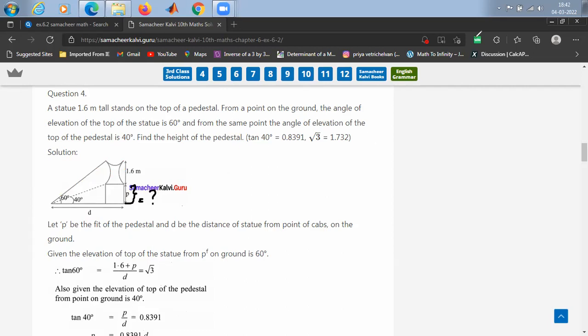Okay. So again, we're going to use the tan trigonometric ratio here. So they're taking tan 60 degree first. So you'll be able to notice a right angle triangle here also. Can you try this? Please try tan 60 degree and tell me what you're getting. So this would be opposite and this would be adjacent.